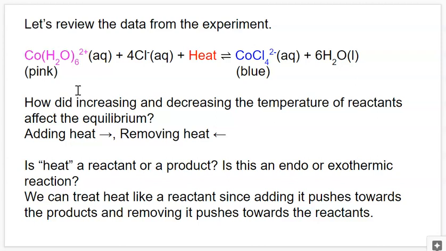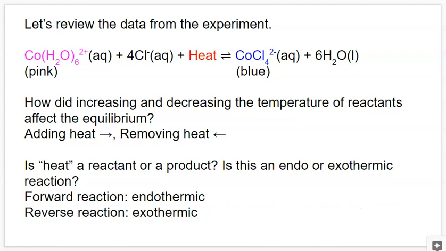And in this case, we can add heat to the equation to indicate which side of the equation heat is needed to then push to the other side. In this reaction, we saw that the addition of heat pushed it towards the products, which means that heat is kind of like a reactant. And in this case, that means that the forward reaction is endothermic, because when we added heat, it shifted it towards the products. And if we were to remove heat, when we cooled it, it shifts it back towards the reactants. This means that our forward reaction is endothermic and our reverse reaction is exothermic.